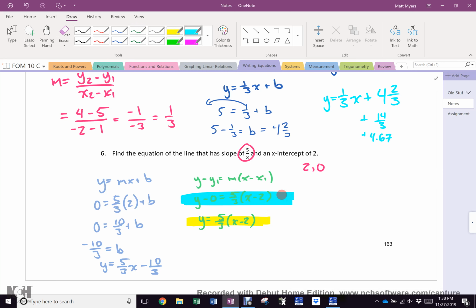So this is still point-slope form. So the question becomes not whether you understand this. The question becomes, if I gave you this, would you recognize that the point here is 2, 0? Would you? You have to answer that question for yourself. Does everybody understand what I'm saying?